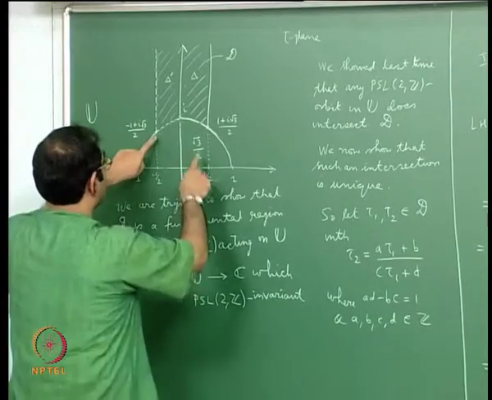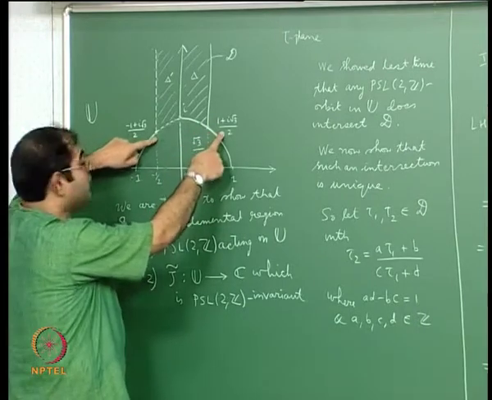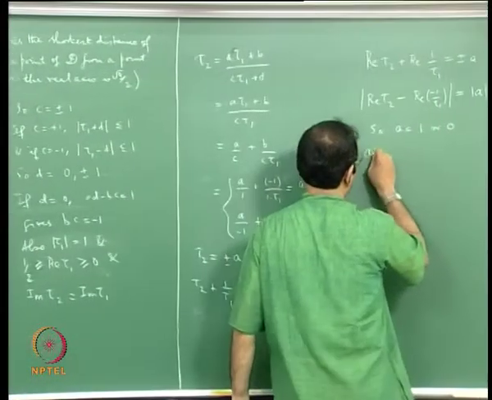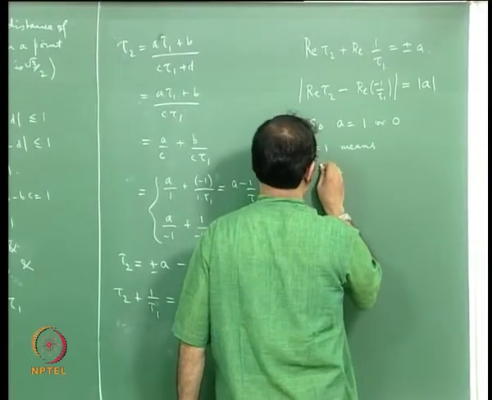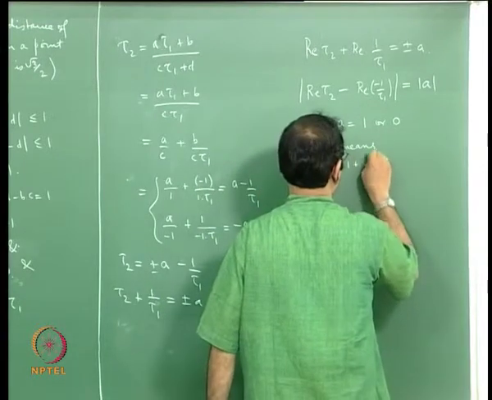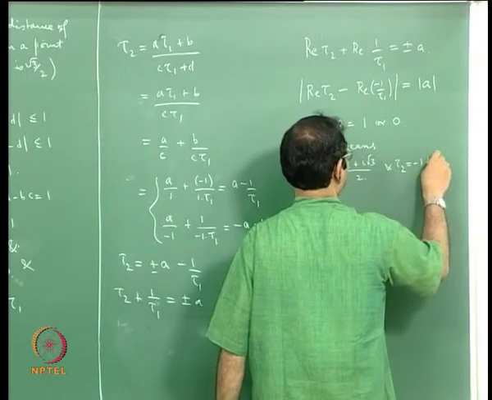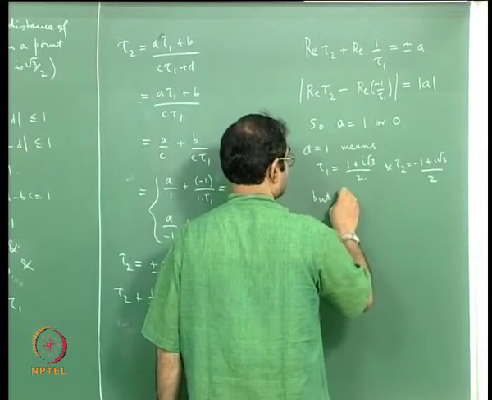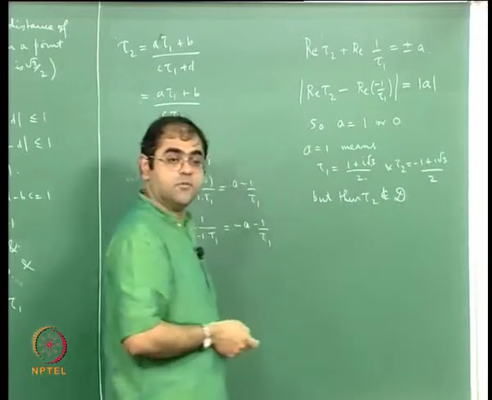I mean the only possibility is that one of them is 1 plus i root 3 by 2 and the other is minus 1 plus i root 3 by 2, okay. A equal to 1 means tau 1 has to be 1 plus i root 3 by 2 and tau 2 is minus 1 plus i root 3 by 2, but then tau 2 is not in D because this has been removed from D.